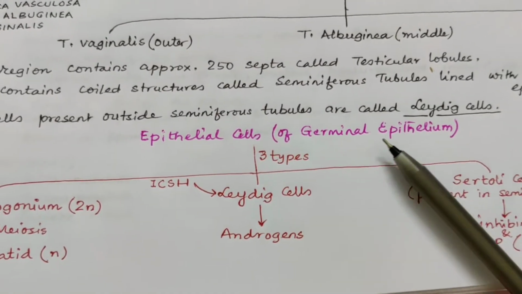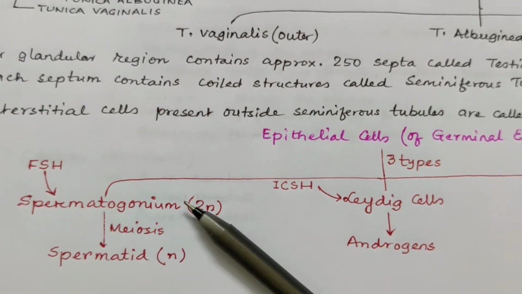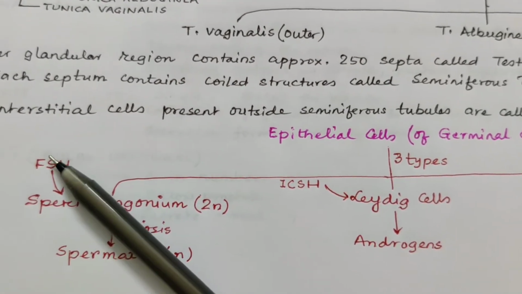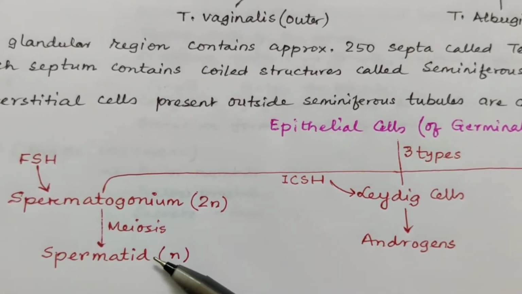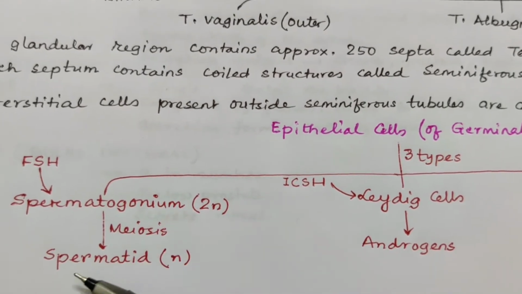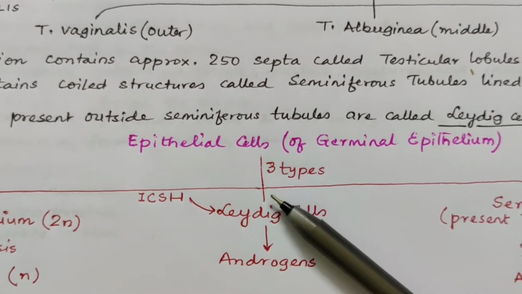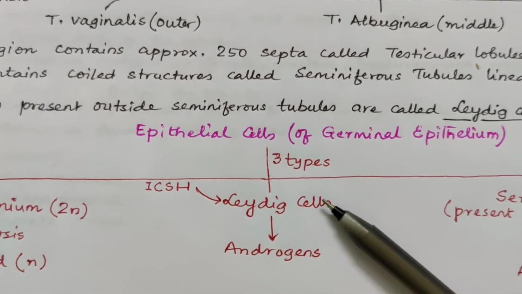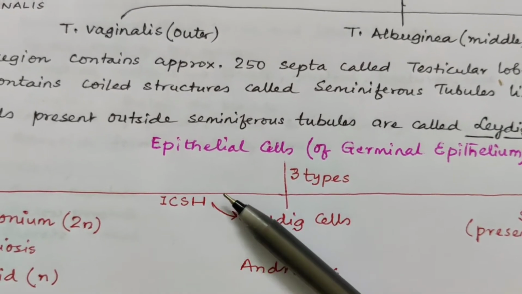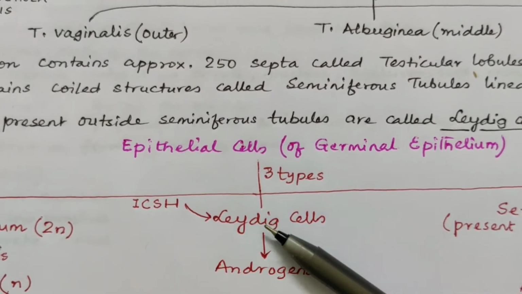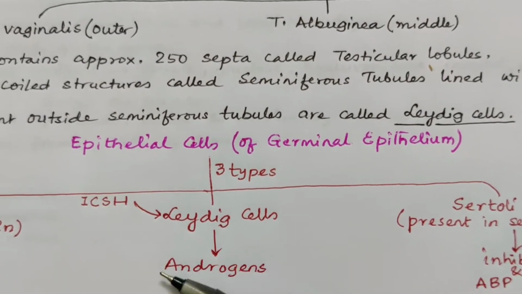Now, the cells of the germinal epithelium are of three types. One is spermatogonium, which is stimulated by FSH from the pituitary to produce spermatid by meiosis. Spermatogonium is a diploid structure, and after meiosis it forms spermatid, which is a haploid structure. Another type of cell is Leydig cells or interstitial cells, which are stimulated by ICSH, interstitial cell stimulating hormone, also from the pituitary, to produce androgens. There are different kinds of androgens present in our testis.